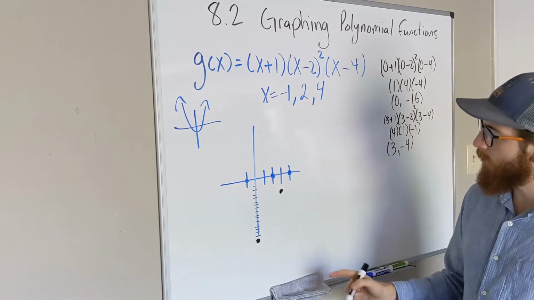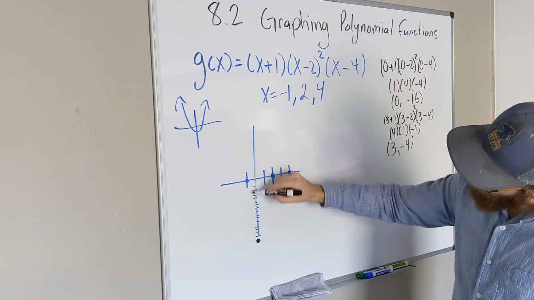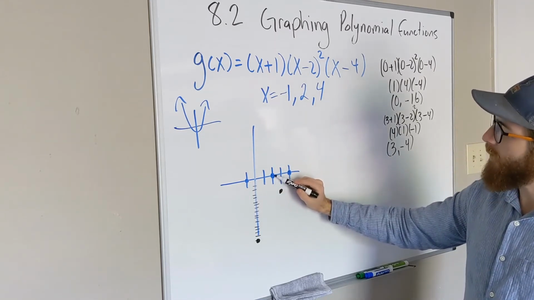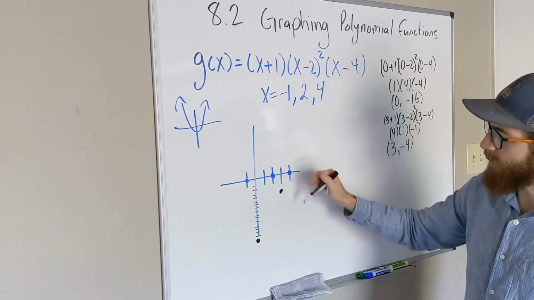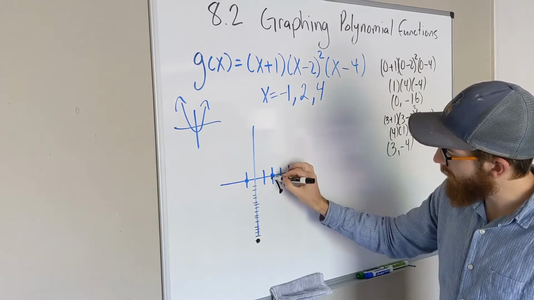Okay, so we know that the end goes up, it comes down to here, and this point here is something different because this is squared, we know it bounces. So we know that the point does this.